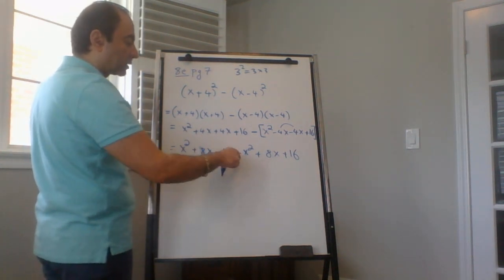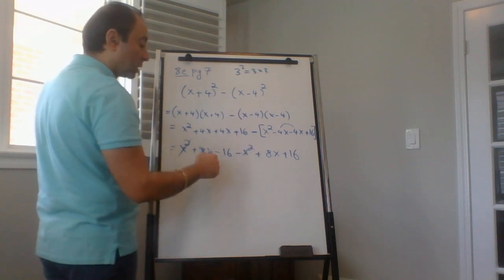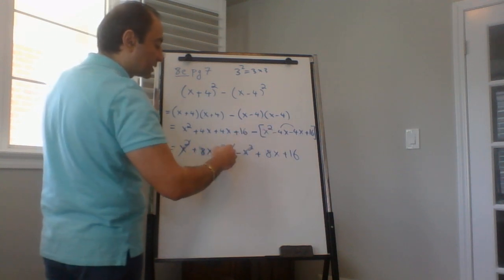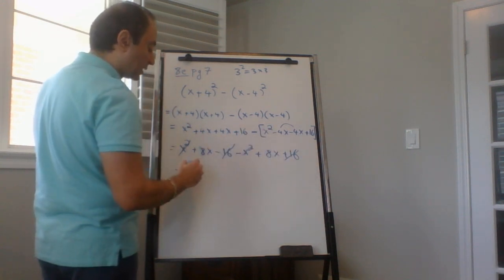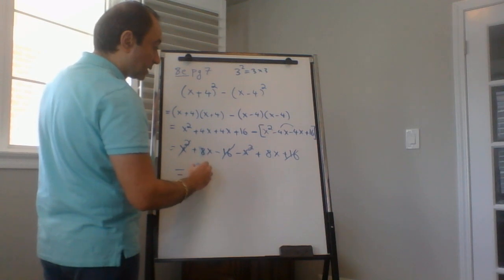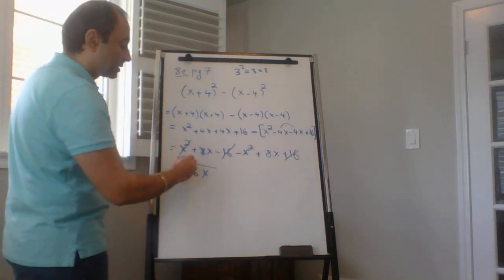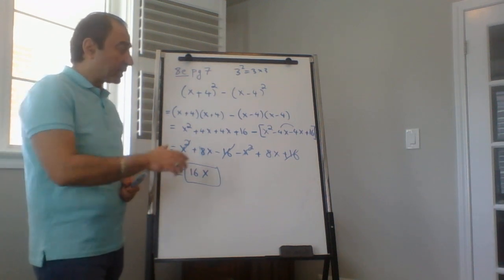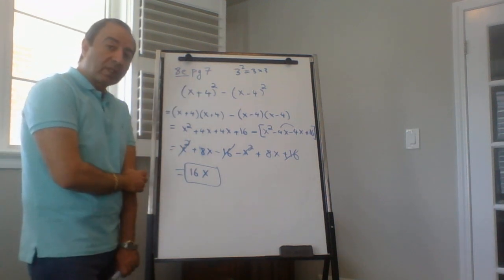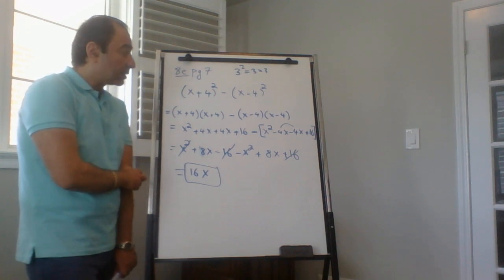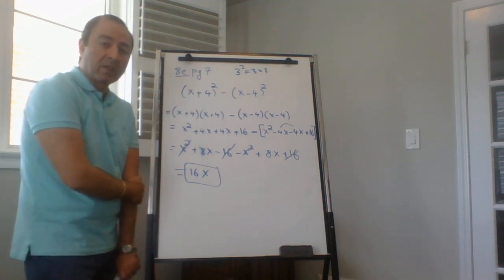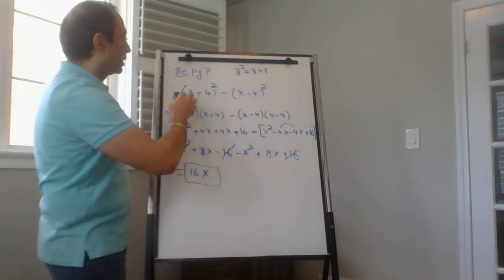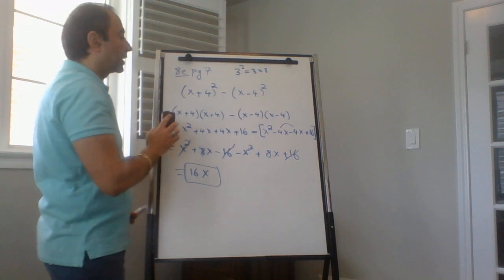X squared take away x squared, that's 0. 16 take away 16 is also 0. 8x plus 8x is 16x. And this is the final answer. I hope that you understand it. And actually, we're going to spend more time today expanding those special cases. Okay, so this is the answer for question 8E, page 7 in the package.